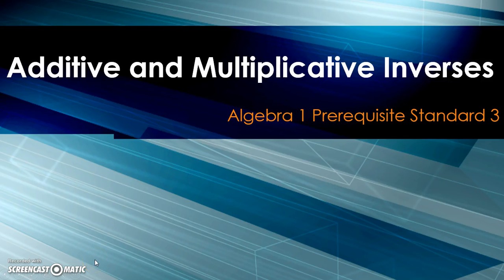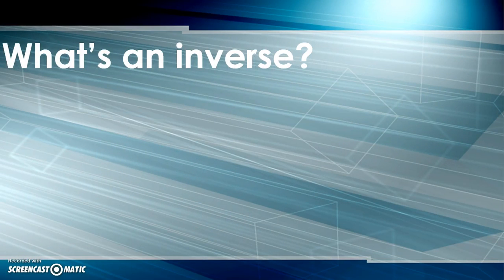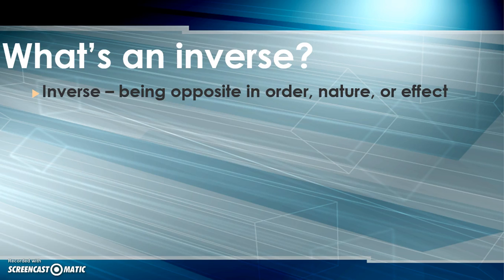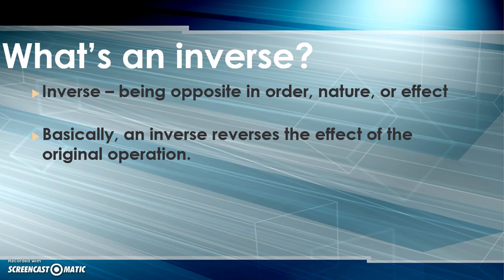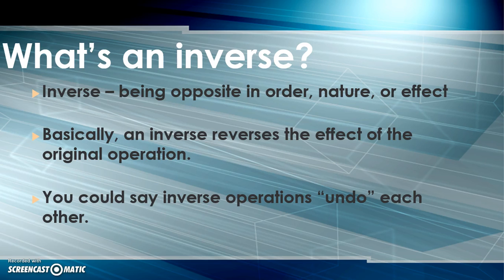Okay, today we're going to talk about additive and multiplicative inverses. First, we have to know what an inverse is. An inverse is just being opposite in order, nature, or effect. Basically, an inverse reverses the effect of the original operation. So you could say inverse operations undo each other.